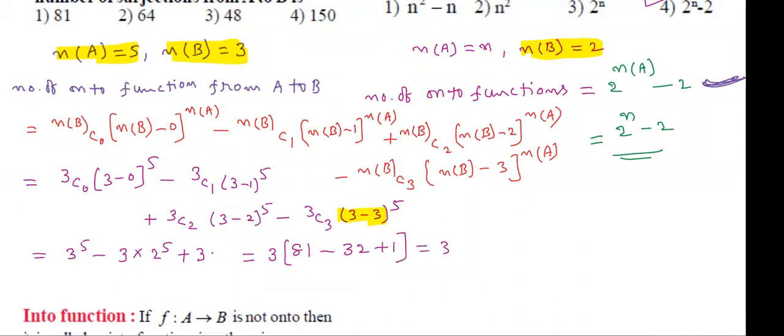Tell me. 81 minus 32. 80 minus 30, 50. So here we get, I think, 49. 49 plus 1, 50. 3 into 50. How much? 150. Which option is correct, students? Fourth option is correct.